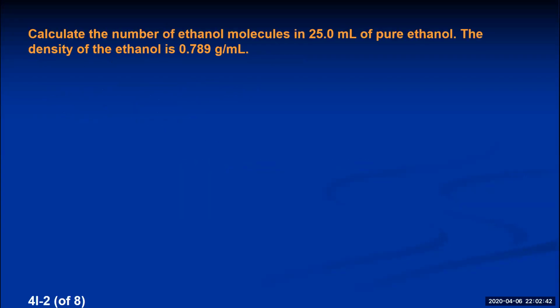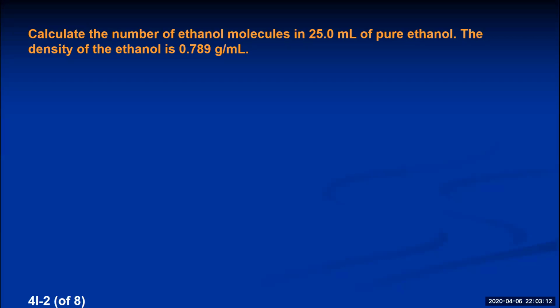So now we're going to calculate the number of ethanol molecules in 25.0 milliliters of pure ethanol, which is a liquid. The density of the ethanol is 0.789 grams per milliliter. So in this problem, we're going to start with 25.0 milliliters, which is the volume of pure ethanol. We've seen in previous problems that if you want to convert volume into mass, you need to know the density of the material, which is given here in the problem, 0.789 grams per milliliter.